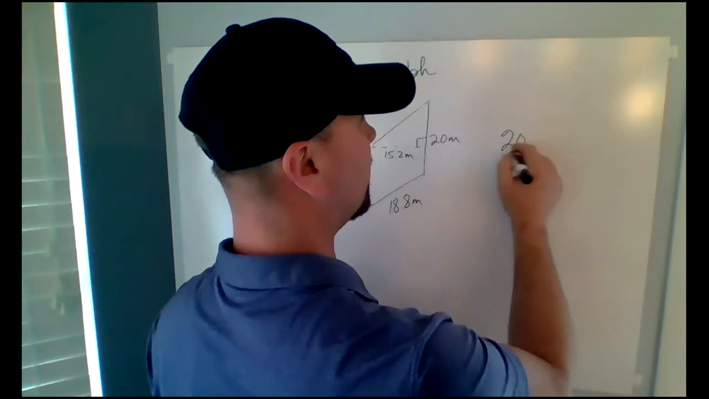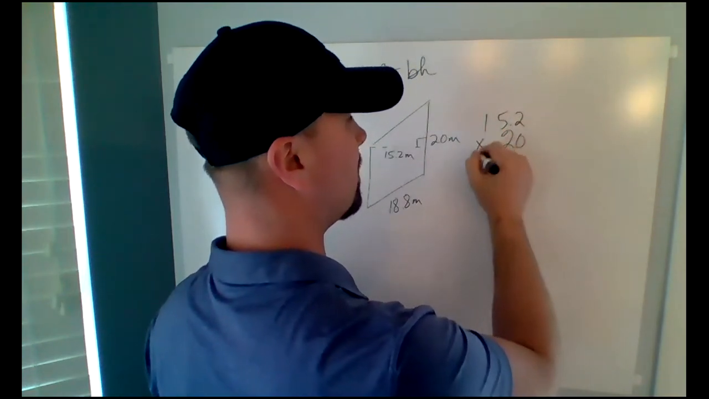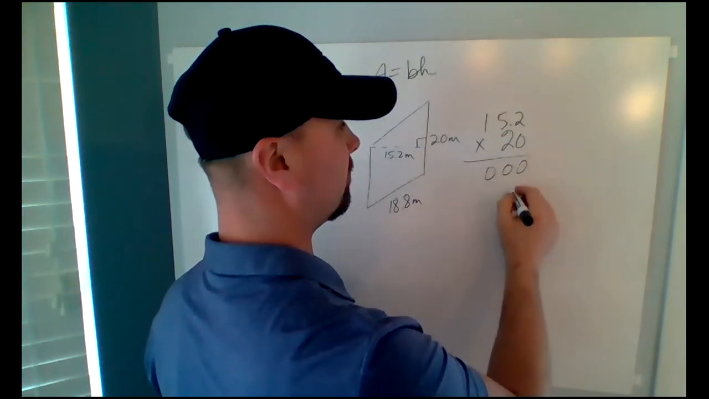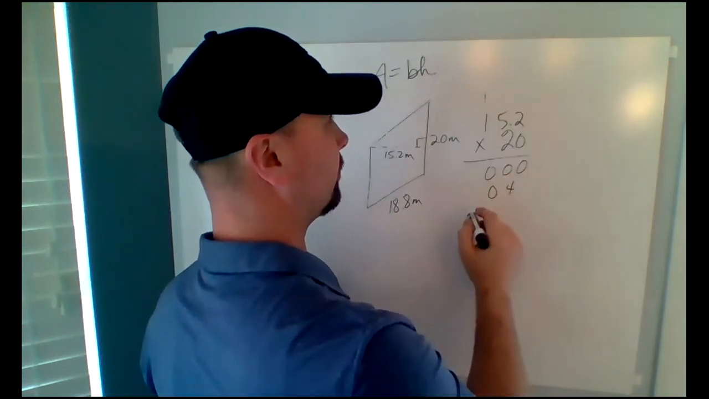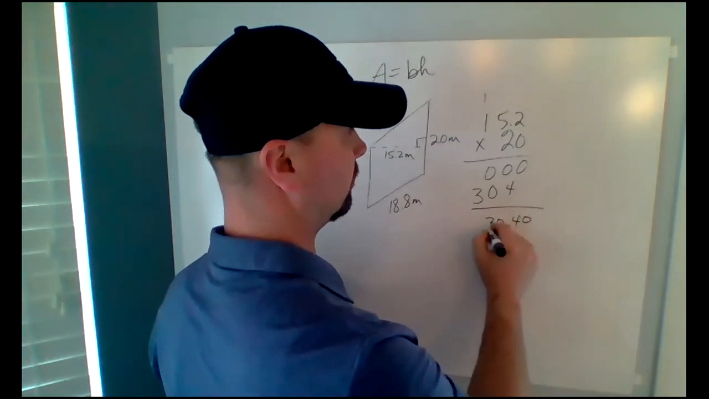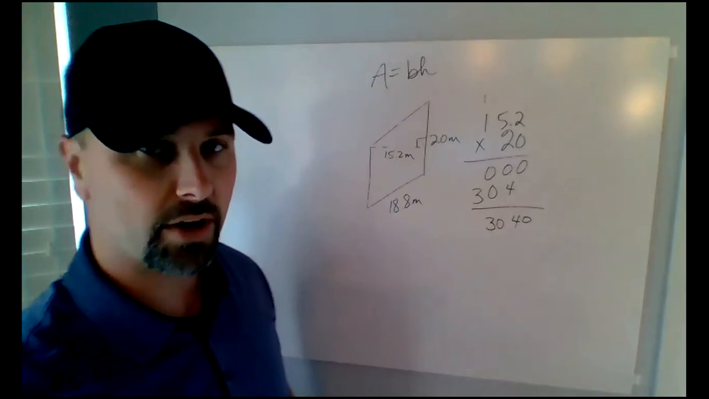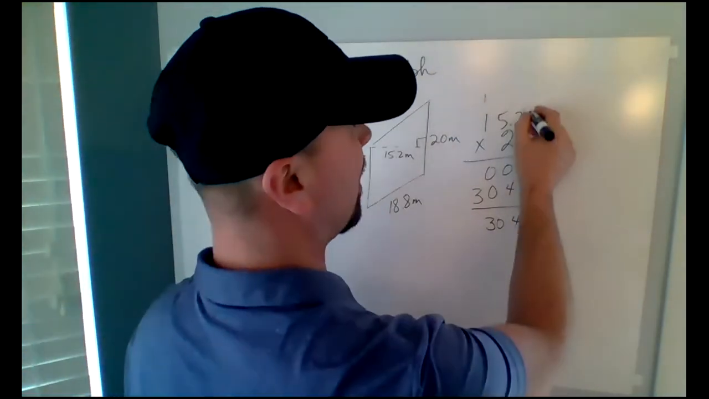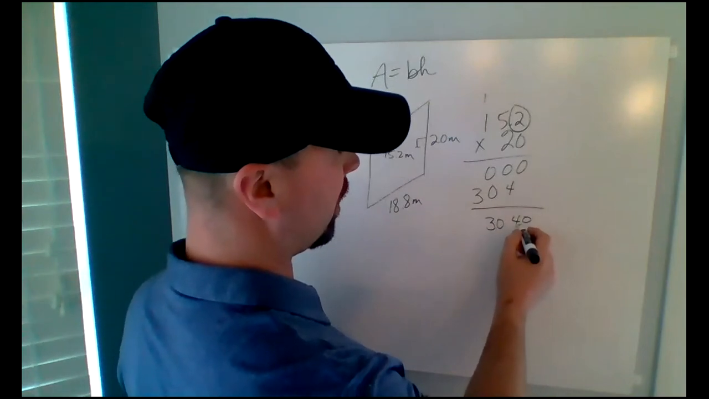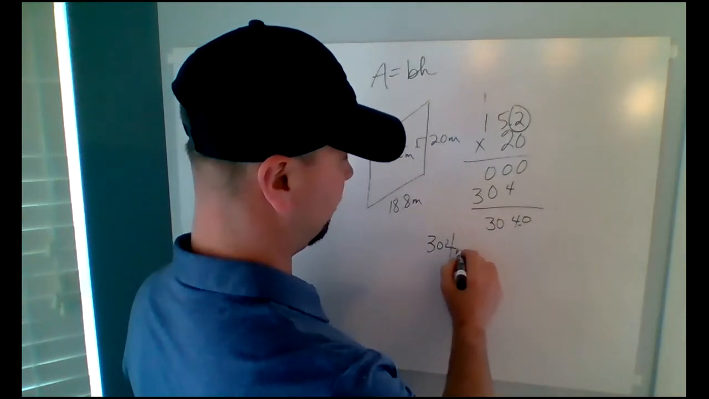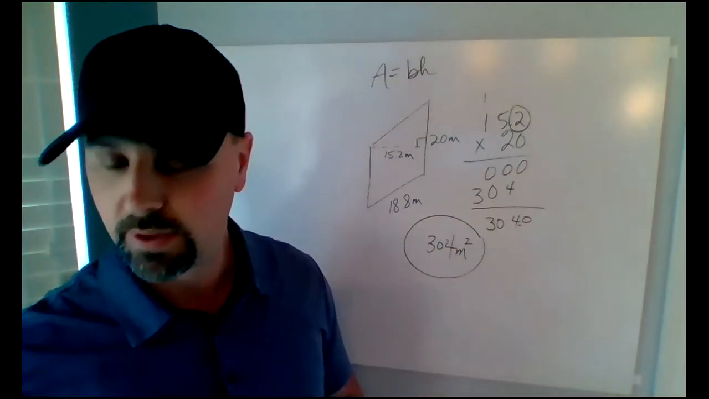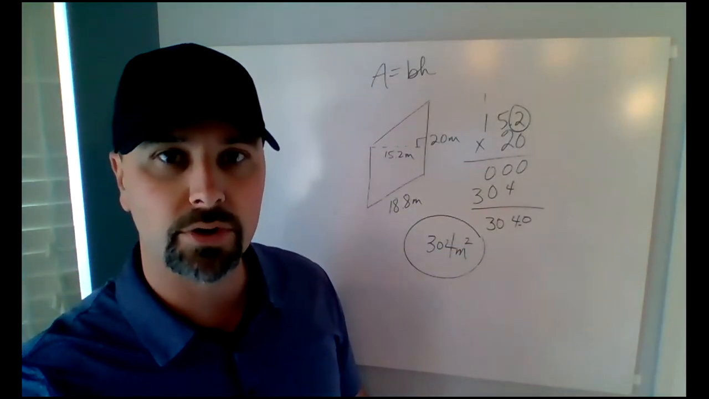So 20 times 15.2. Okay, work it out. 3040, got to figure out where that decimal goes. Again, go to your problem. There's 1 decimal point in the problem, so I come over 1. So the answer for the area of that parallelogram is 304 square meters.